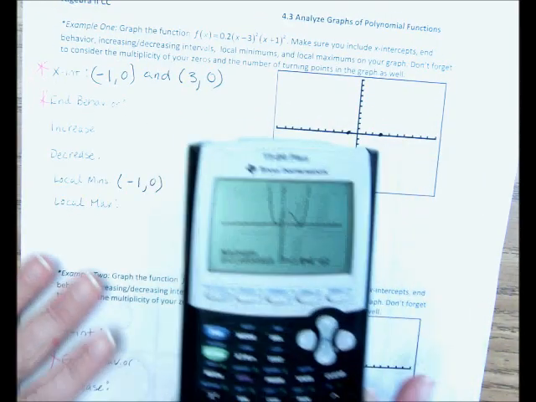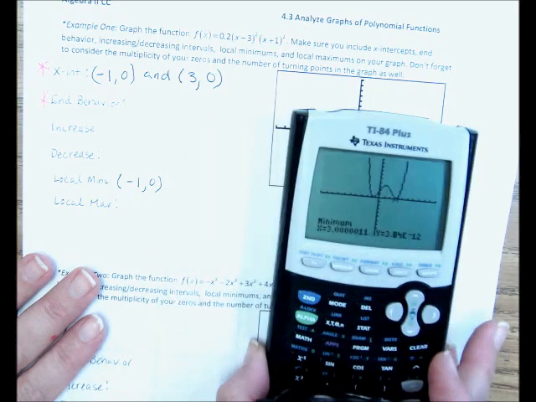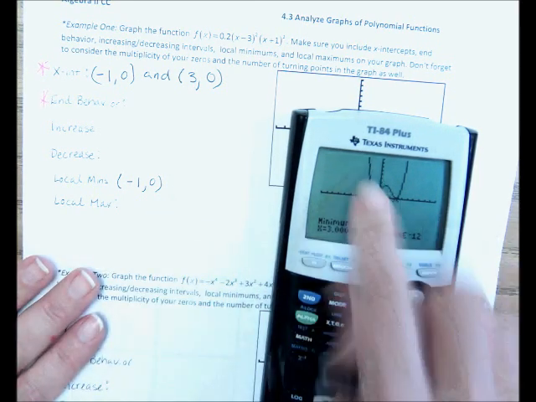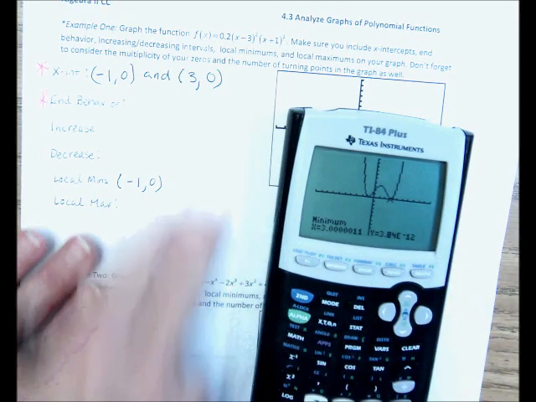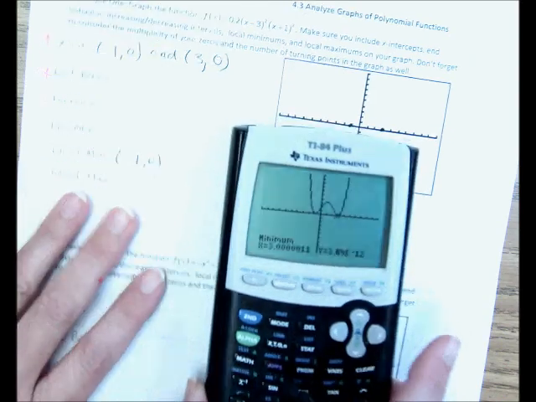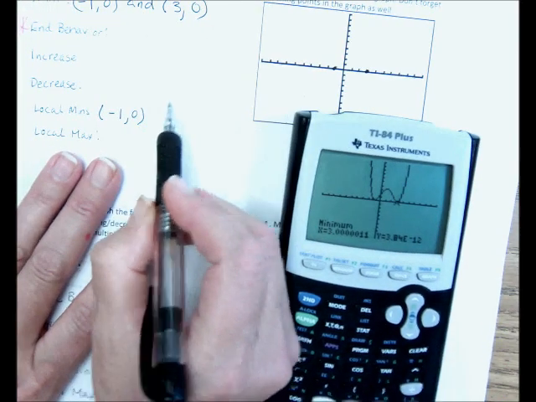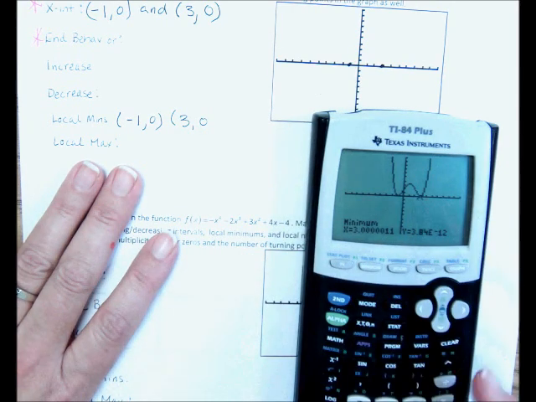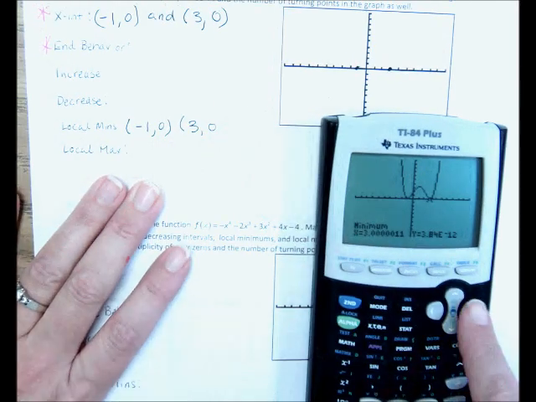Now, looking at my graph, you can see that it has end behavior, and we'll talk about end behavior after I graph it on here, because then I can write on the graph. So our local minimum, again, is at 3, 0. Now let's find our local maximum from our graph.